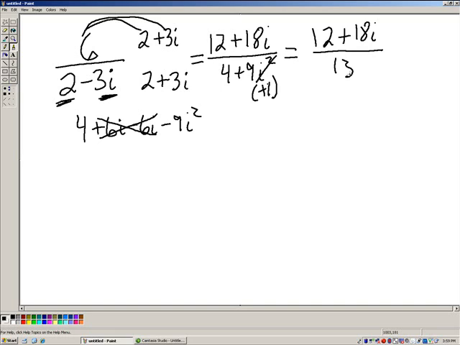A little bit more interesting would be something along the lines of, let's say you have 5 minus 2i over 4 plus, well, let's just say i. Okay. Again, we don't care about what's going on in the numerator. All we care about is the denominator. We want to rationalize that denominator. The numerator is just going to follow along for the ride. So we do the conjugate of 4 plus i, and we get 4 minus i. And whatever we do to the bottom, we do to the top.